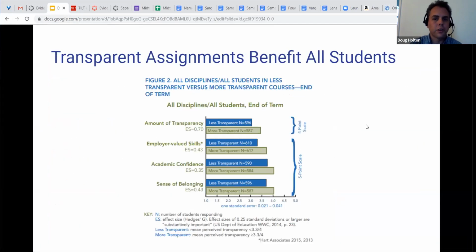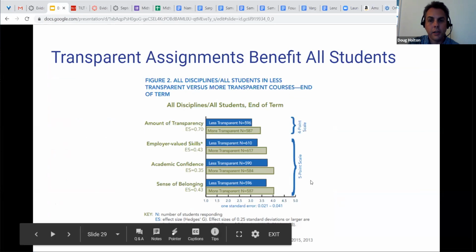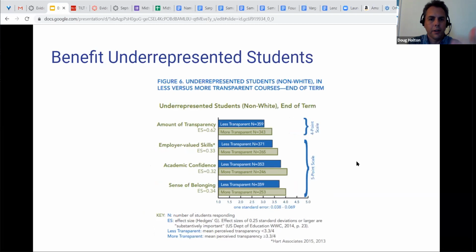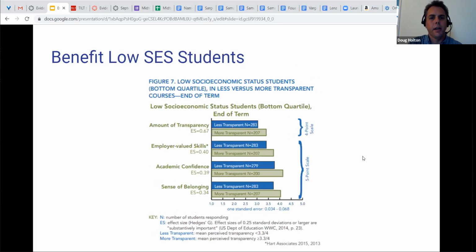And this one also showed that it didn't just help all students. This is a graph where it showed in the green bars how to improve the employer-valued skills, academic confidence, and sense of belonging in all students, but it also had even greater benefits for first-generation students, or here's underrepresented students, and then low SES students. So again, that's what I'm really looking for, is stuff that not only improves the success of all students on average, but hopefully reduces or even can eliminate some of those equity or achievement gaps.